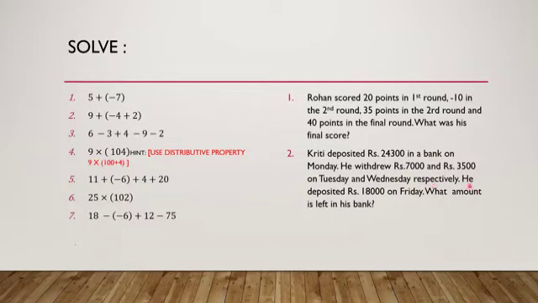Now the next part of the question says that he deposited rupees 18,000 on Friday. So on Friday he again deposited money, which means your bank balance is increasing. So whatever balance you get after subtracting 7,000 and 3,500, 18,000 is to be added to that amount. So that much amount will be left in his bank at the end of Friday.